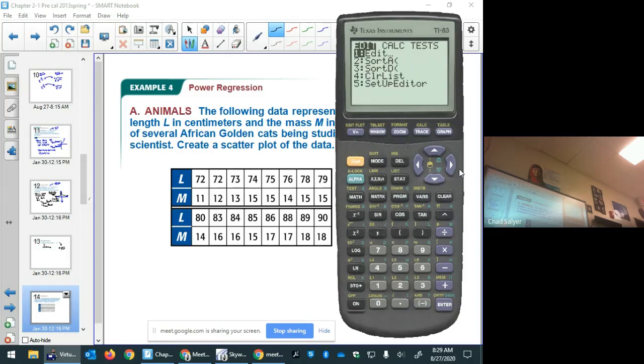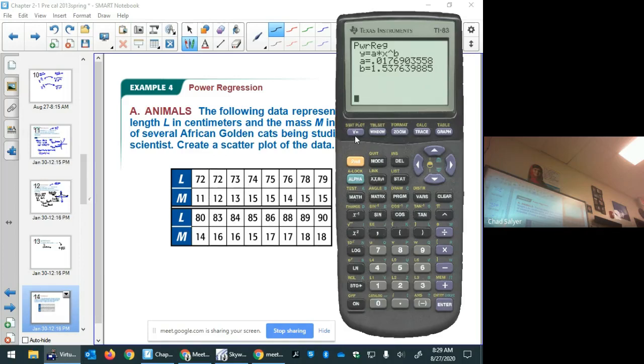We're going to hit Stat. Go over to the Calculate tab, and we're going to navigate down, down, down until we see PWRREG, Power Regression. If we hit Enter and Enter, that gives us this power function to model this data. Let's see just how good it is, shall we?